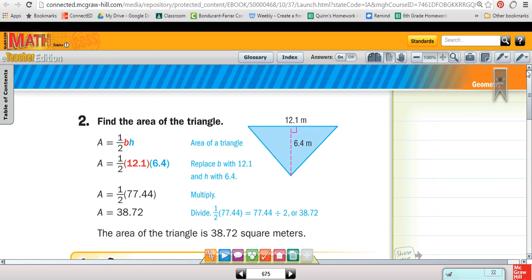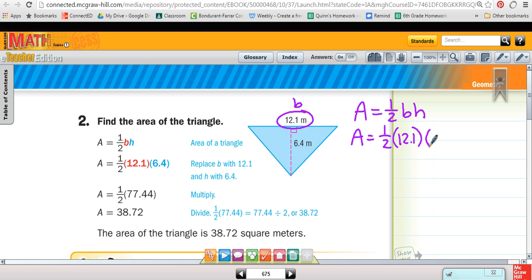This is an upside down triangle. It doesn't change how we go about solving it. So we still want to use our formula, half of the base times the height. Okay? Area equals half of the base. So if I look here, the base is this 12.1. And the height is 6.4.